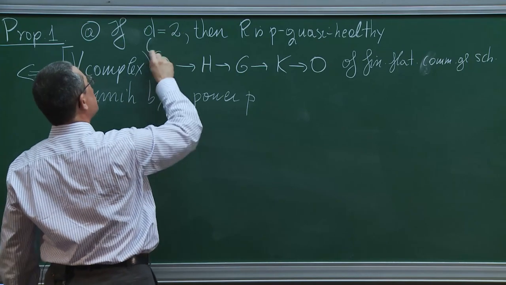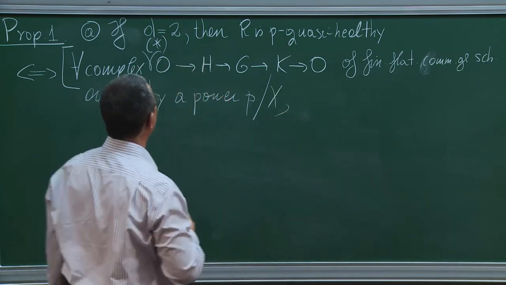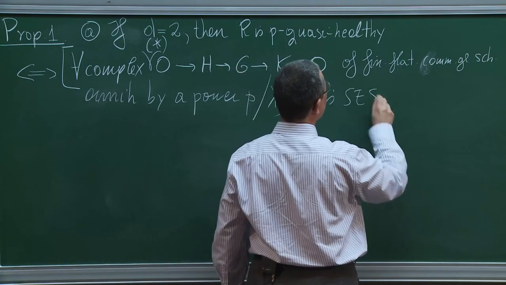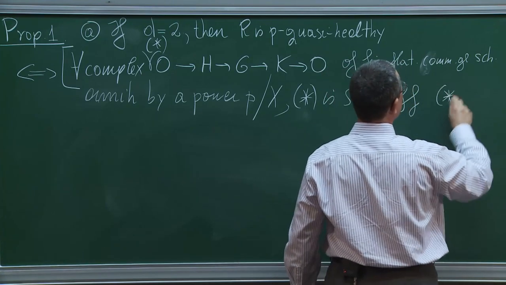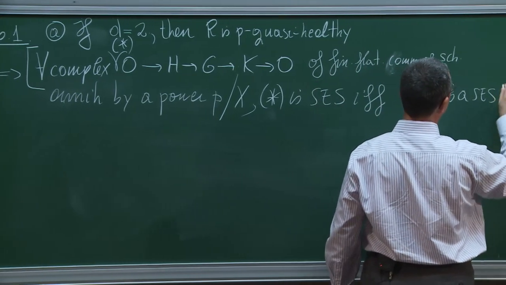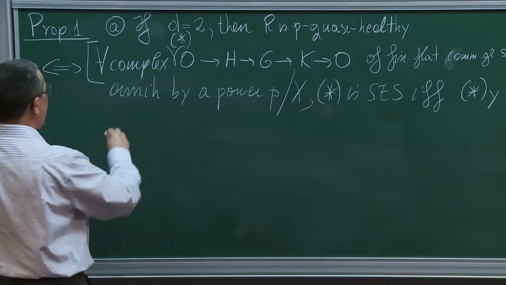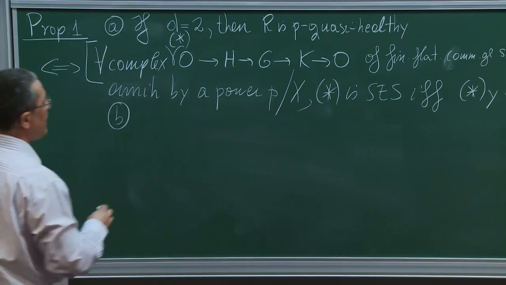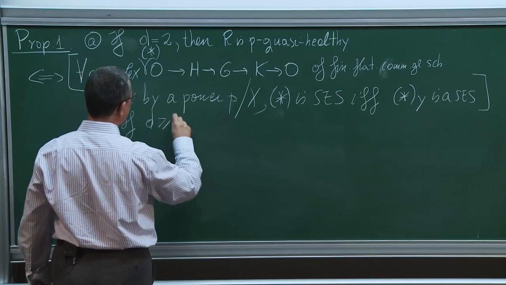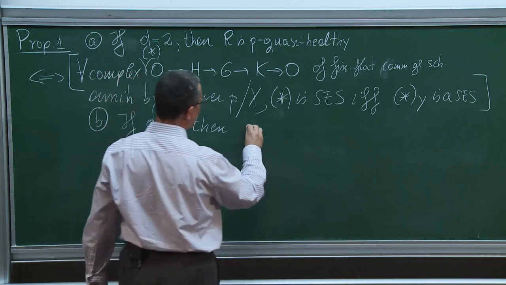and I maybe like to give a quick name to this to make it shorter, over X. So whenever we have such a complex, star is a short exact sequence if and only if it's pulled back to the punctured spectrum is a short exact sequence. And (B), if we have d greater or equal to 3, then we are going to have basically only one implication.